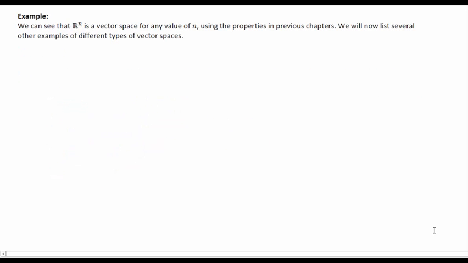My first example of a vector space is Rn for any value of n. So R2 is a vector space, R3 is a vector space, R4, etc. I'm not going to prove all 10 axioms for this, mainly because it's all been done before in previous chapters. We've talked about addition on vectors and we've talked about scalar multiplication.